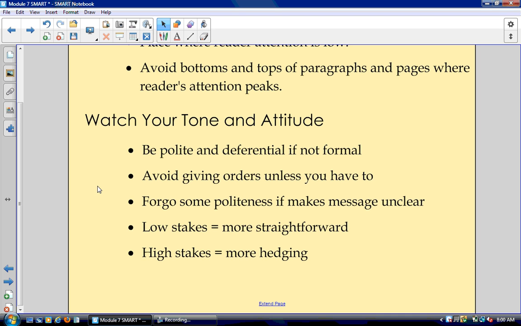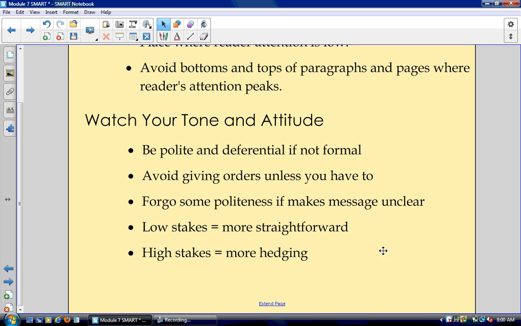Avoid giving orders or imperatives. The book gives several examples like, let me know by tomorrow, or, soften those. You want to try to use polite requests rather than demands. However, you want to forego some politeness if it makes the message unclear. So we talked about those kinds of language use, like I hope or I trust, that sound uncertain or less confident. Even if those soften the message, that makes the outcome seem uncertain. So don't go there if it reduces your clarity.